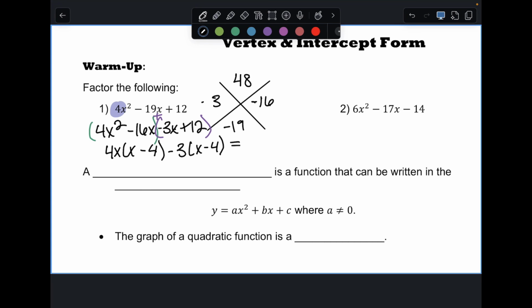And then my last step, I'm just combining these factors into my answer. So x minus 4, that's my matching parentheses. We write it once. And then 4x minus 3 is those GCFs that I took out. That's my other factor. Questions on that method?